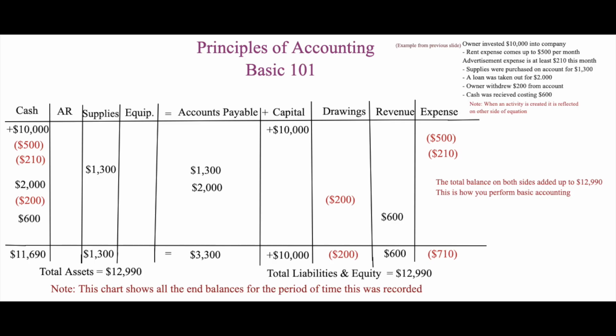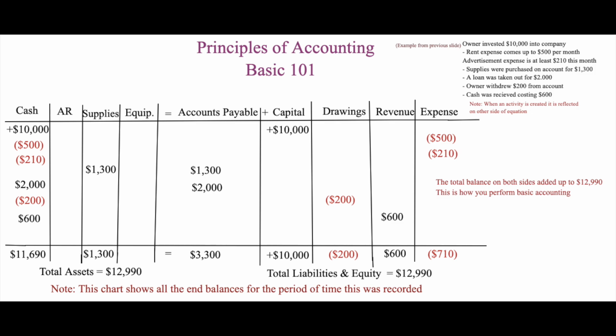Next, advertisement expense is at least $210 this month, so you have to deduct $210 from cash and $210 from expense. The next line, supplies were purchased on account for $1,300. So inside the A, now we're switching it from cash to supplies because we're buying supplies. And then for accounts payable, we're going to the L part of this transaction. So we're putting 1,300 in supplies and then 1,300 inside of accounts payable. So we're balancing out because it's on account.